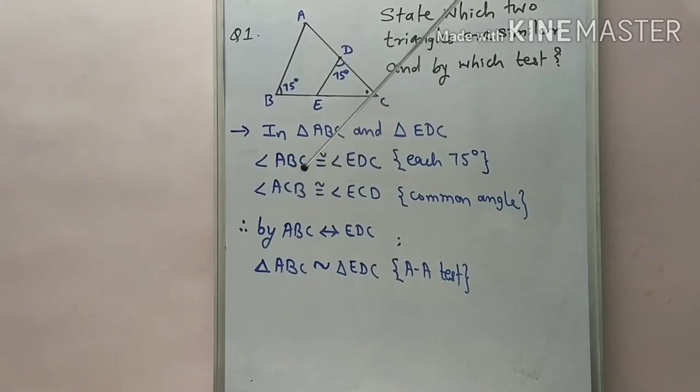Common angle. But what we do here is name the first angle C as ACB for the bigger triangle, and that same C we can write here as ECD for the smaller triangle. Okay, common angle. And therefore by the correspondence ABC one-to-one correspondence EDC, we can say the two triangles are similar by the AA test. This kind of example is asked in the exam for 2 marks. Okay, now we try the second one.